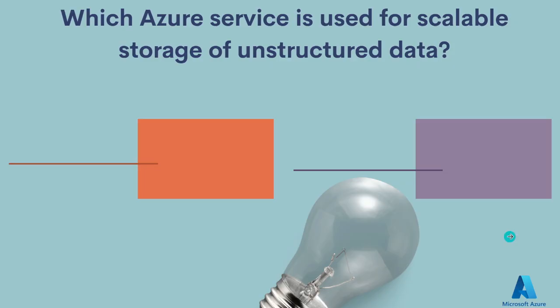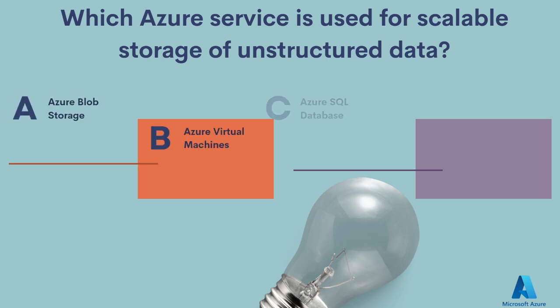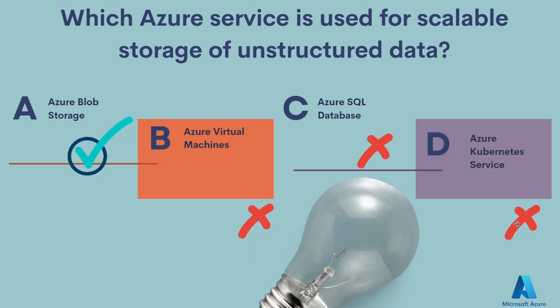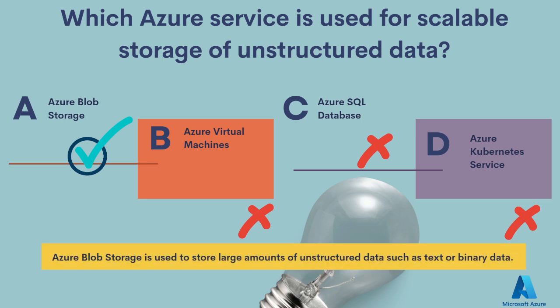Let's start. Our first question is, which Azure service is used for scalable storage of unstructured data? Our options are Azure Blob Storage, Azure Virtual Machine, Azure SQL Database, Azure Kubernetes Service. So the right answer is Azure Blob Storage. Azure Blob Storage is used to store large amounts of unstructured data such as text or binary data.